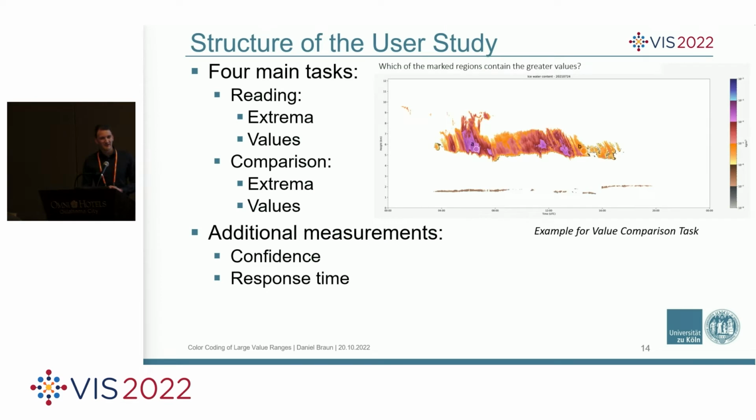We had 4 main tasks in our study. In the interpretation tasks, the participants had to read extrema and values as exactly as possible. In the discrimination tasks, they had to compare extrema in 2 different data sets and compare values in 1 data set. Additionally, we measured the response time and the confidence of the participants in their answers.